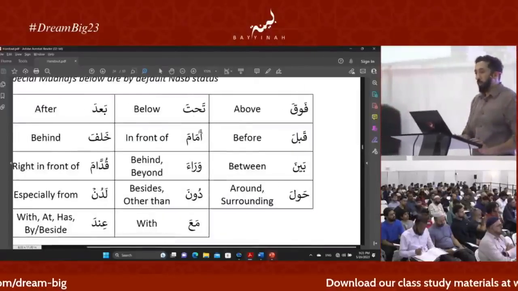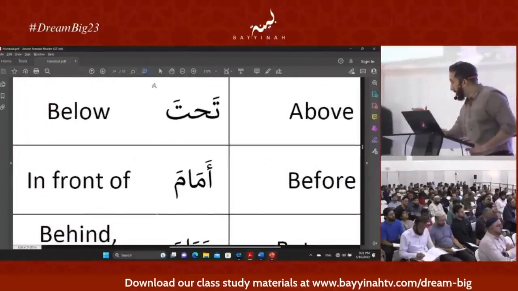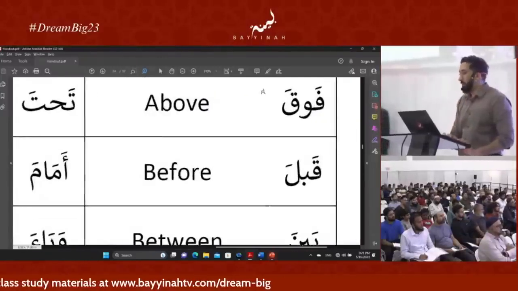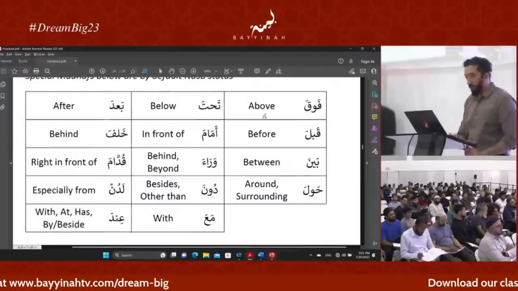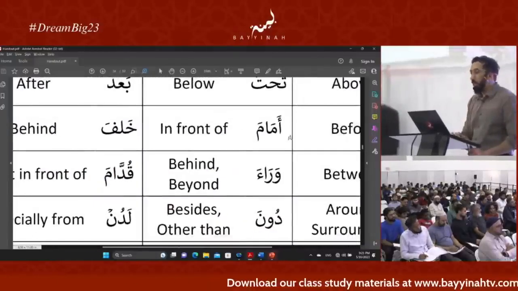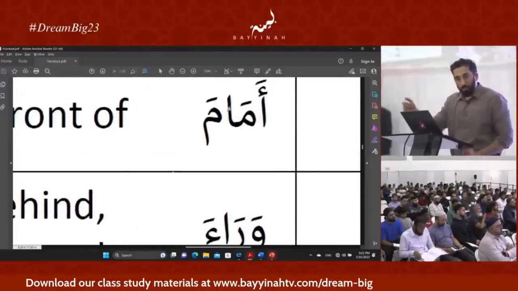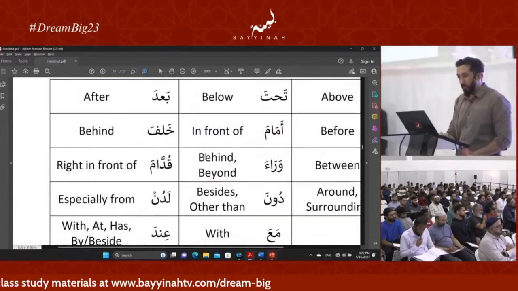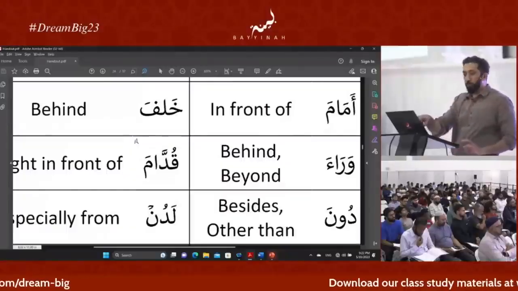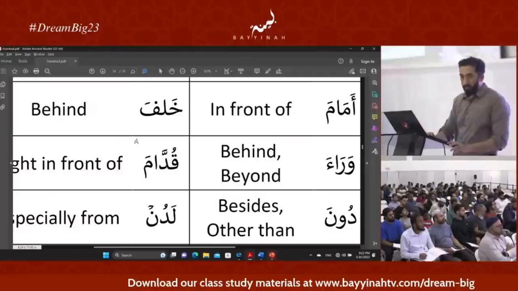Okay, now, if I say masjid, تحت المسجد, what does it mean? Below the masjid. فوق المسجد, above the masjid. خلف المسجد, behind the masjid. أمام المسجد, not imam, أمام. أمام المسجد, in front of the masjid. قدام المسجد, another word for in front of. You can put an X on this word, it's not in the Quran. So قدام is not in the Quran, okay?